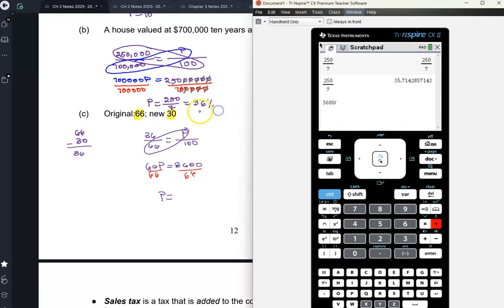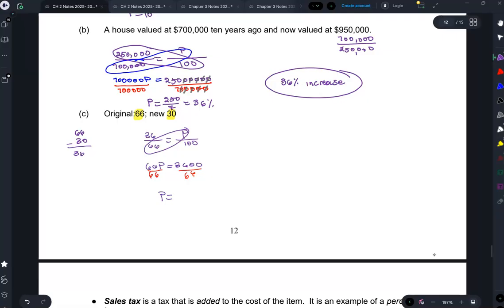3,600 over 66. Control Enter. 54.5, which is how much? 55%. Now, was this an increase or decrease? Decrease, because the original was 66. The new is 30. So this is a 55% decrease.